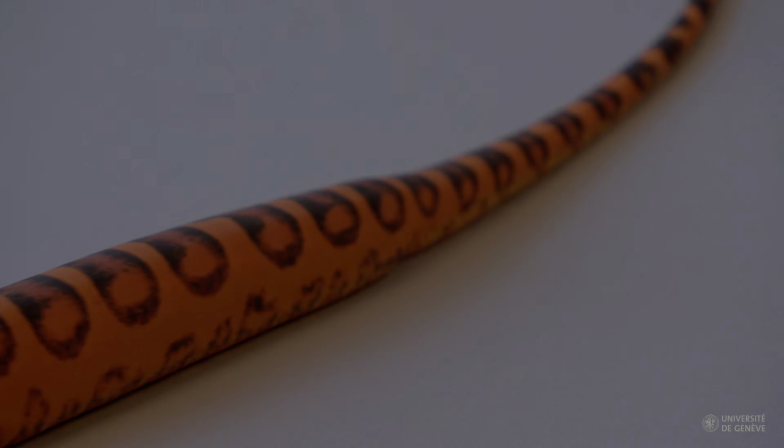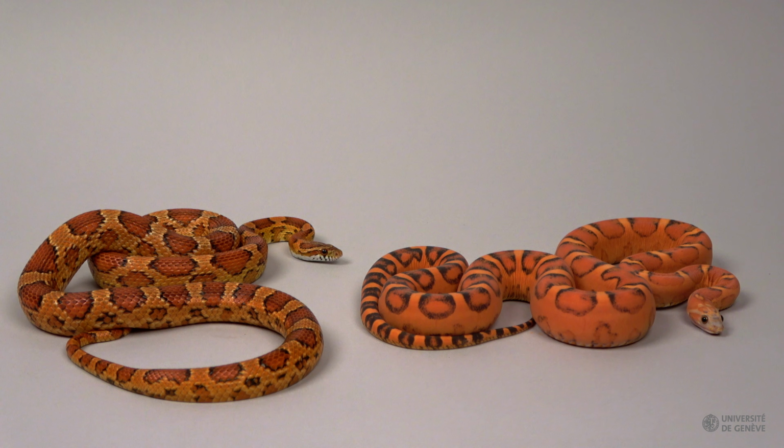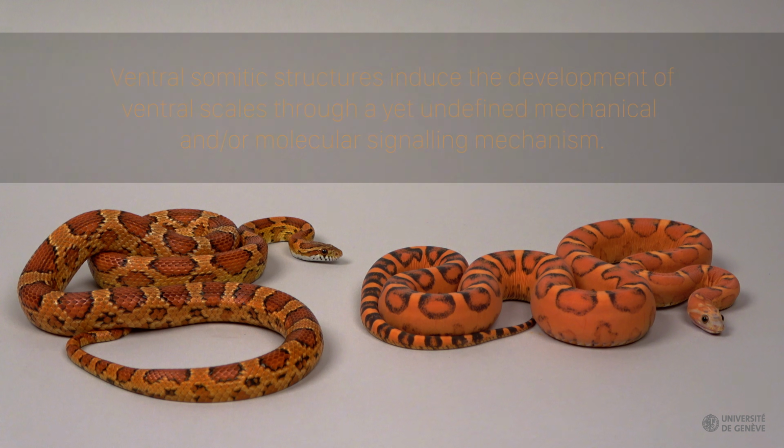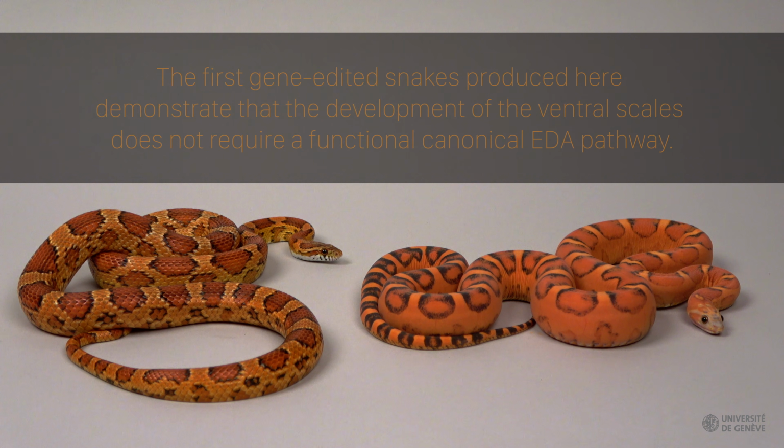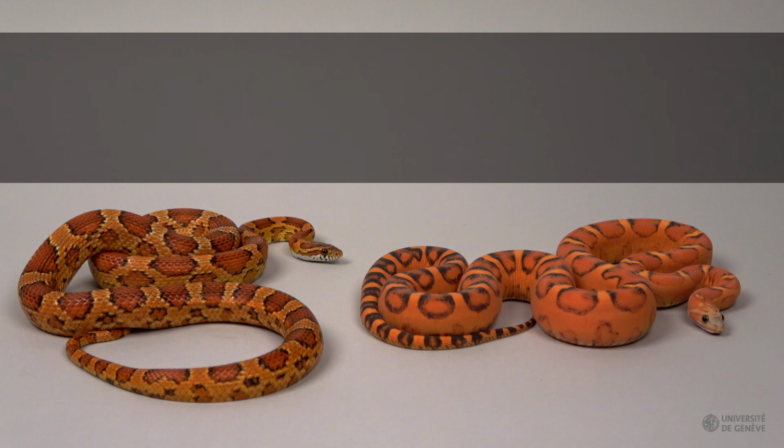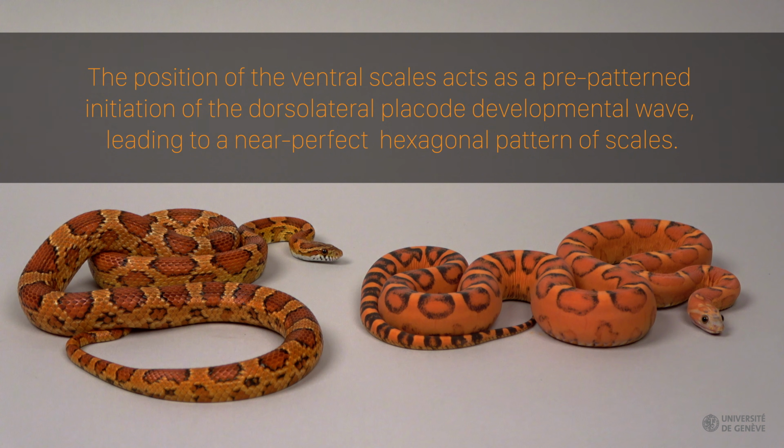To sum up, our study yields three major conclusions. First, ventral somatic structures induce the development of ventral scales through a yet undefined mechanical and/or molecular signaling mechanism. Second, the first gene-edited snakes produced here demonstrate that the development of ventral scales does not require a functional canonical EDA pathway. Third, the position of the ventral scales acts as a pre-patterned initiation of the dorsolateral placode developmental wave, leading to a near-perfect hexagonal pattern of scales.